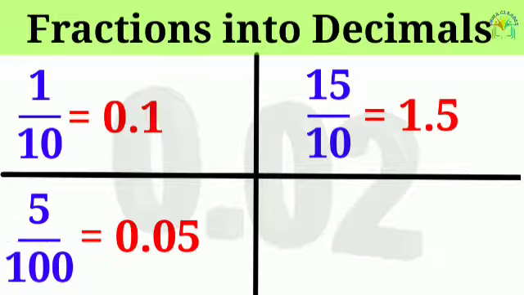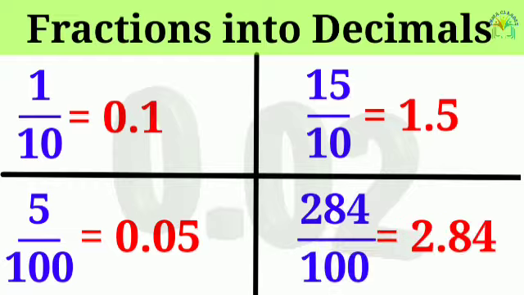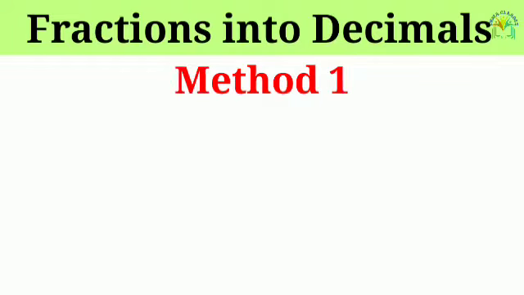If the denominator is 100, the numerator is expressed as a decimal number to 2 decimal places. For example, 284 upon 100 is expressed as 2.84. It goes on like this for the powers of 10. If the denominator is not a power of 10, we convert it to a power of 10 by appropriate operation.